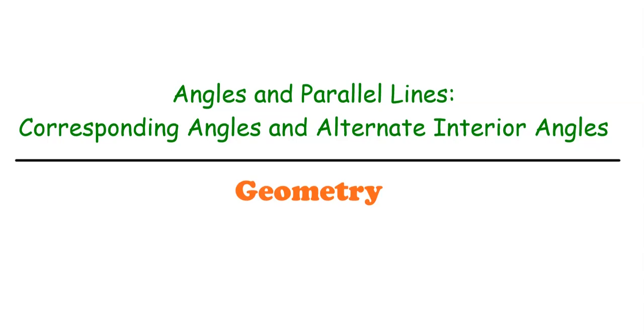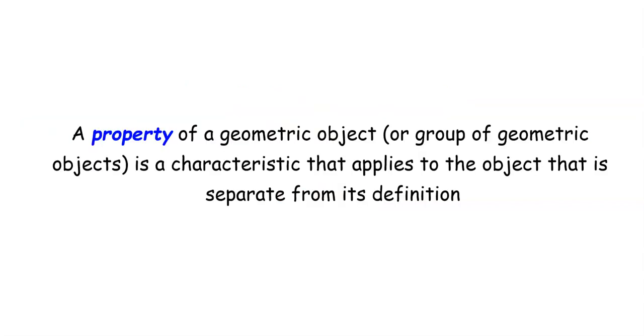Before we get to that, we're going to talk about the properties of parallel lines and the angles created by transversals. Geometrically, a property of a geometric object or a group of geometric objects is just a characteristic that applies to that object or to all of the objects in the group that is separate from its definition. It is true that parallel lines never intersect, but we wouldn't necessarily call that a property of parallel lines because that is how parallel lines are defined. Often when we talk about the properties of objects, it is something that is the result of its definition or is an extension or beyond what the definition merely says.